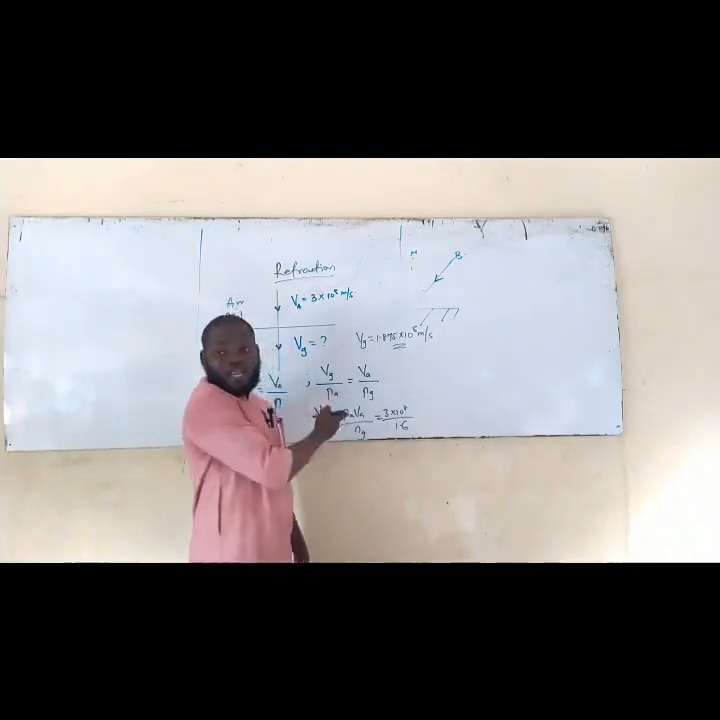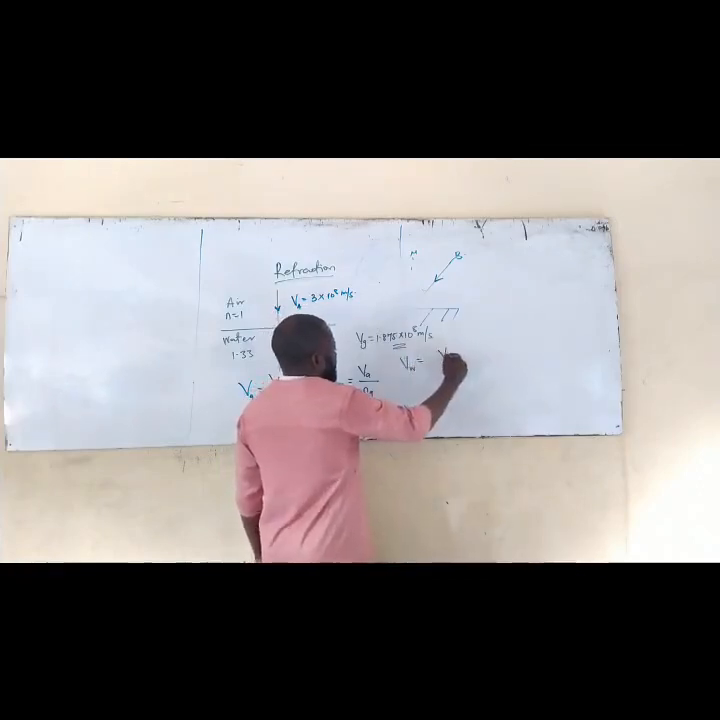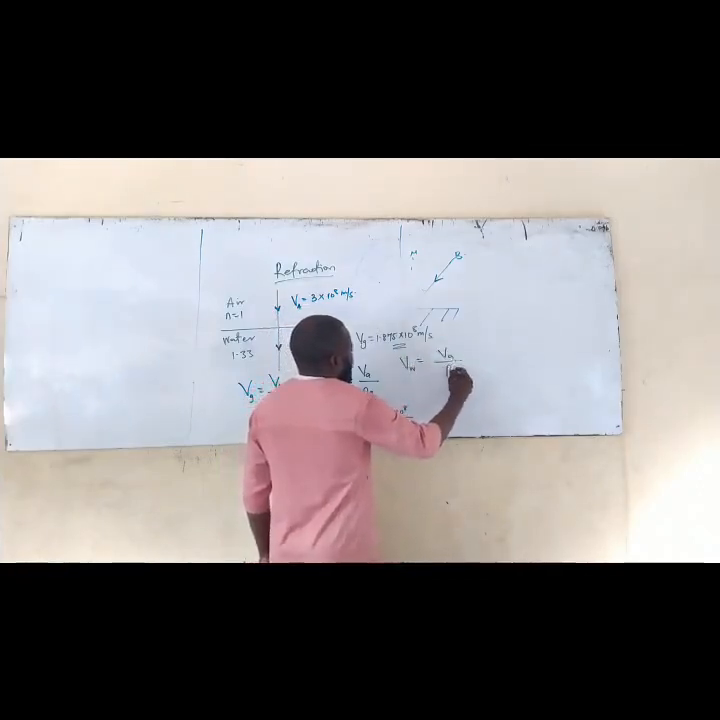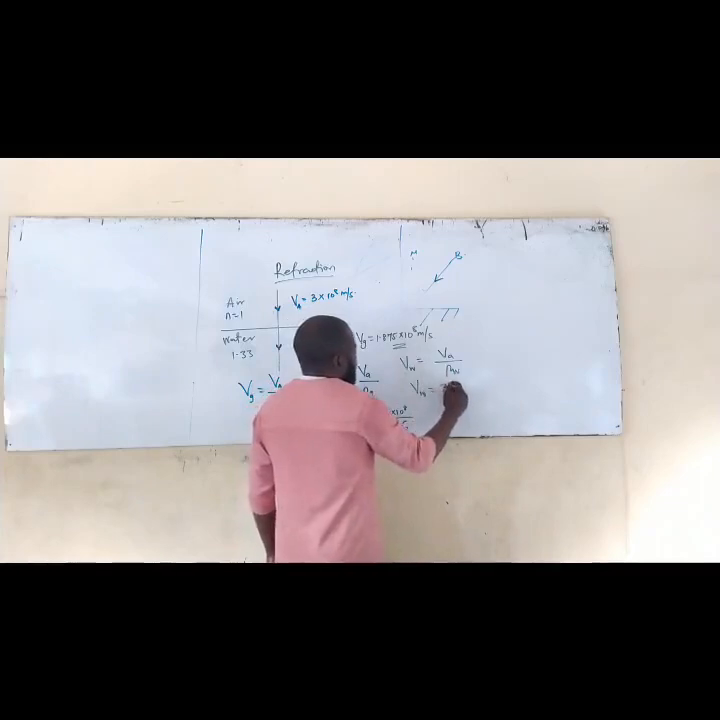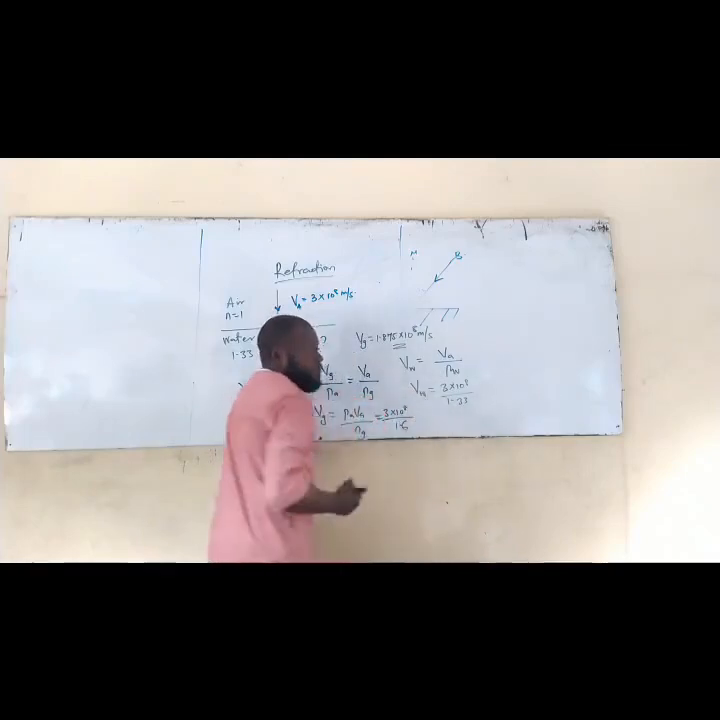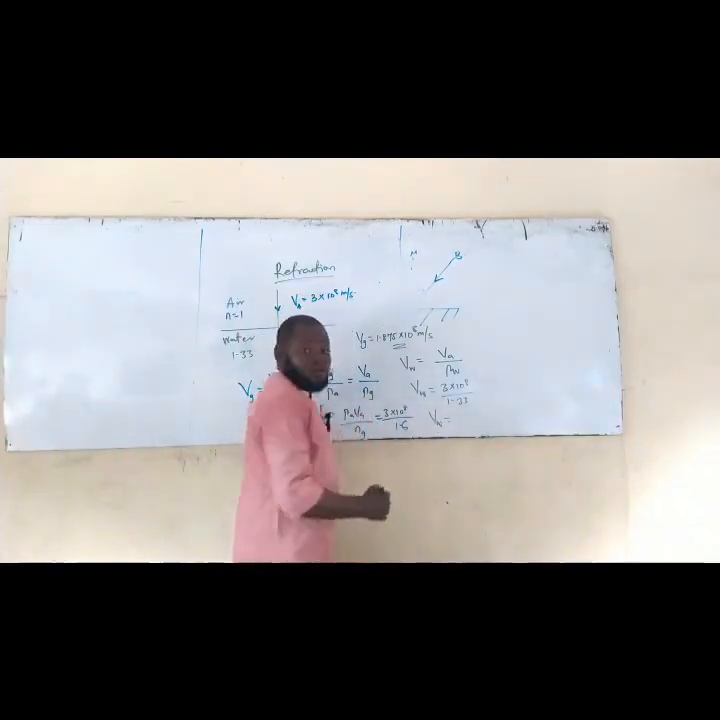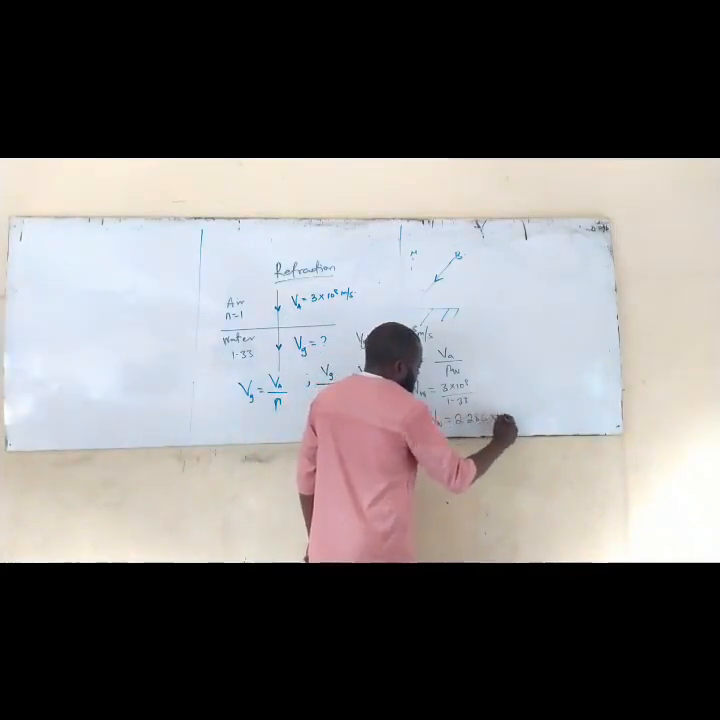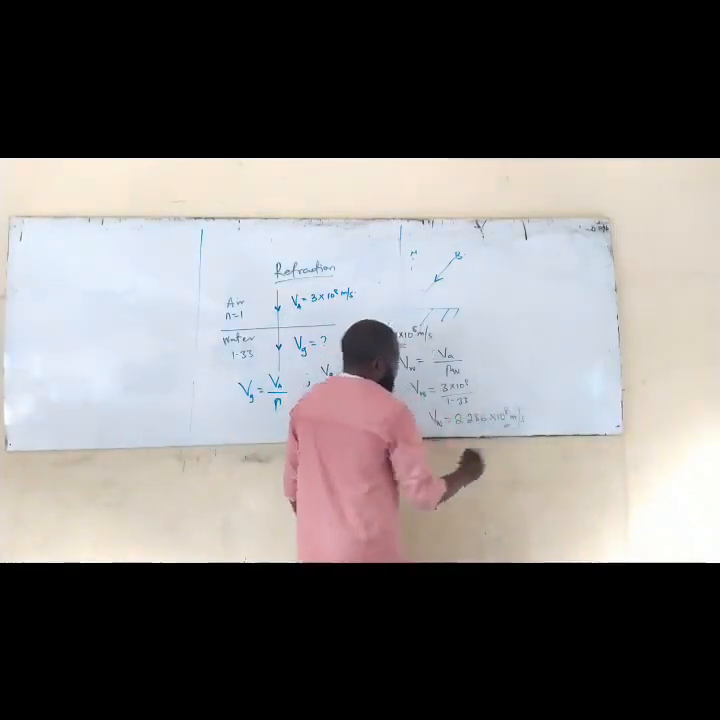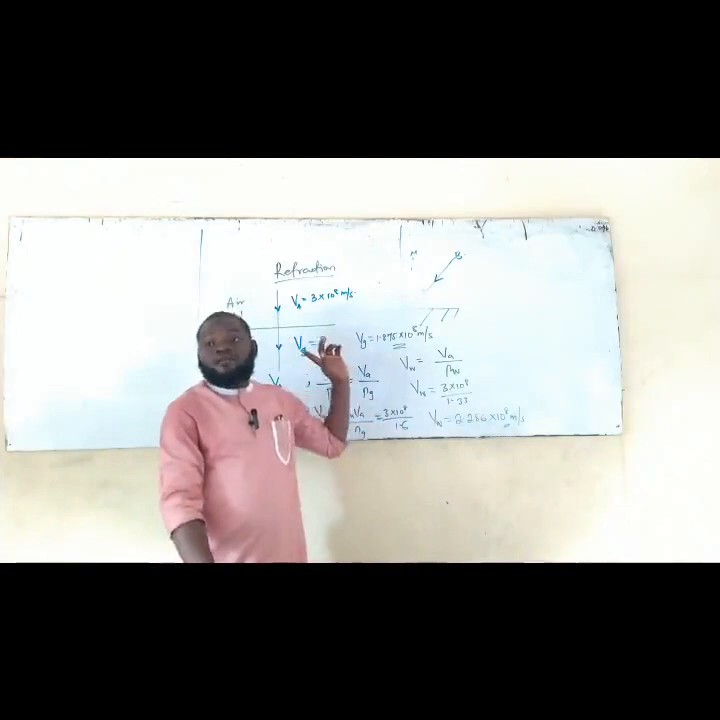Then I'll just go by this formula again. The velocity of light in water will be the velocity of light in air divided by the refractive index of water. So the velocity of light in water will now be 3 times 10 raised to power 8 divided by 1.33. So 3 divided by 1.33, what do you have? 2.256 times 10 raised to power 8 meter per second. That's to tell you that light can travel faster in water than it does in glass.